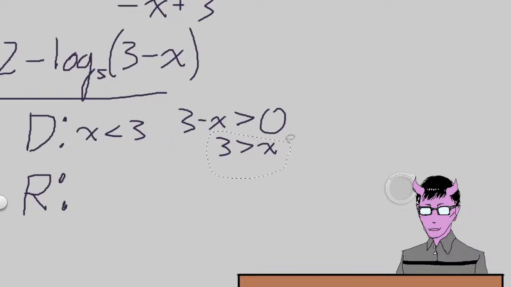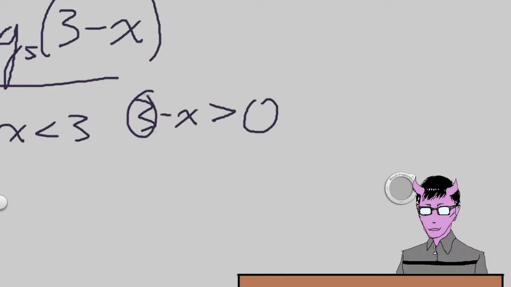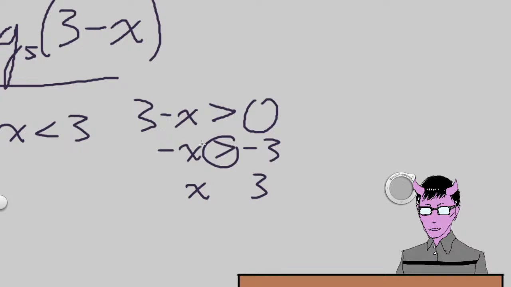Personally, I don't like to do the goofy flip trick, but if you memorize it, you can use it. Some people like to subtract 3 from both sides, so they get negative x is greater than negative 3, and then they divide both sides by negative 1, so they get x is less than positive 3. But this is where you need to memorize the goofy sign flip. If you divide an inequality by a negative, you have to flip the sign. And I hate memorizing tiny rules like that.